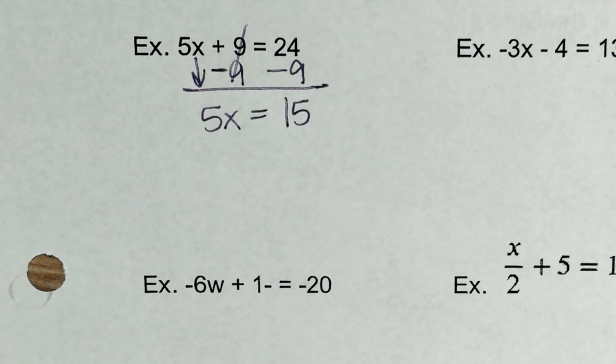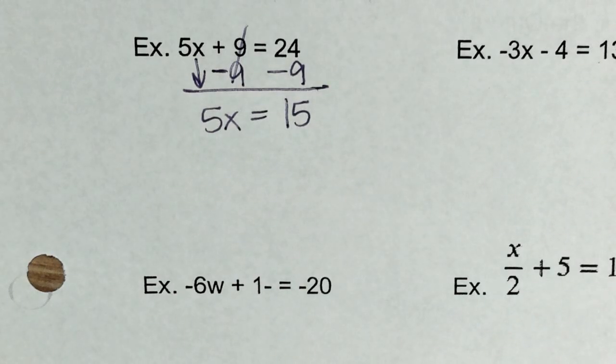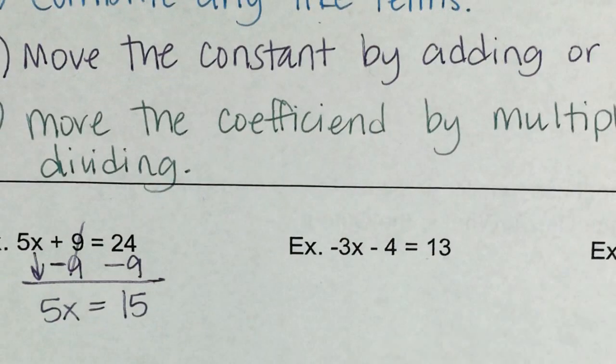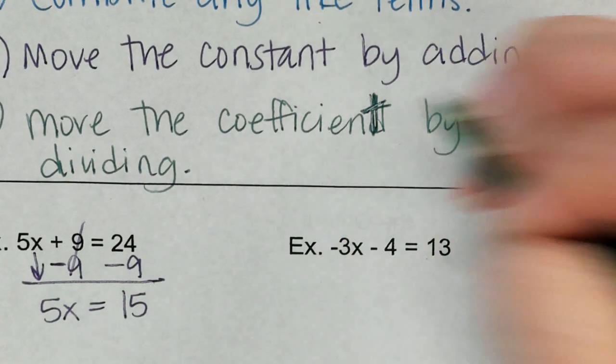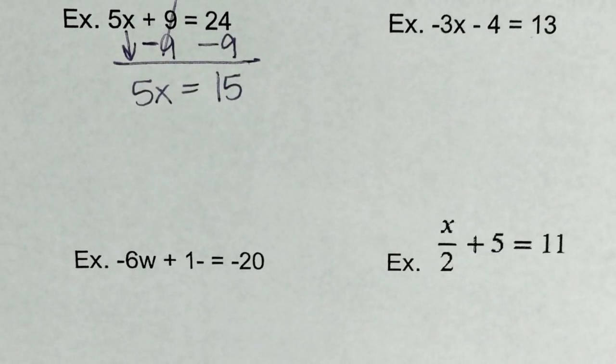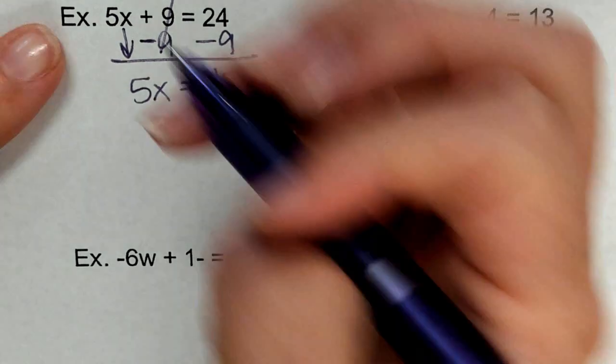Now I need to get rid of the 5 because my goal is to get the x by itself, and the 5 is still stuck with it. What does this even mean, 5x? 5 times x. Well, to get rid of it, it says to move the coefficient by multiplying or dividing. Well, you're going to do the inverse operation. It's being multiplied by x, so what are we going to do to get rid of it? Divide by 5.